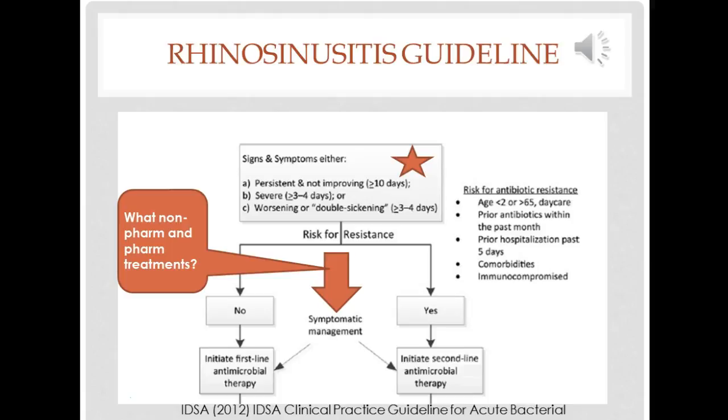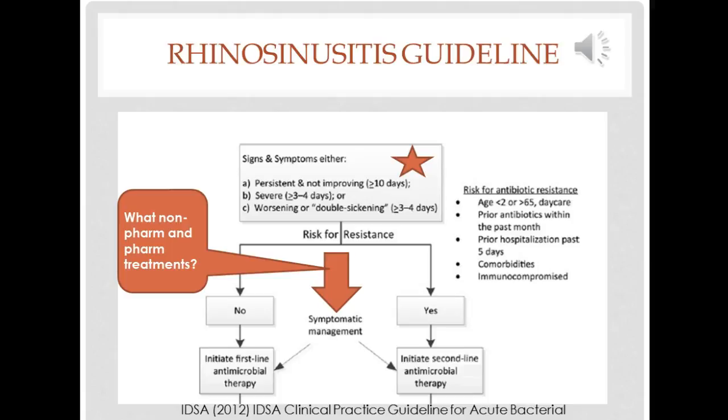Again, severe symptoms for 3 or 4 days, or the worsening or double sickening, which we talked about earlier. In that situation, maybe 3 or 4 days, antibiotic resistance assessment is something we want to do at this point. You say, maybe we want to give antibiotics.